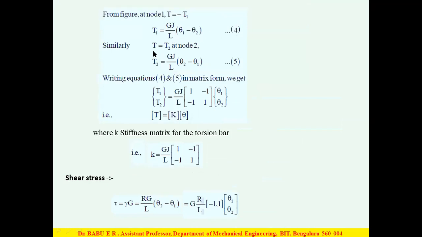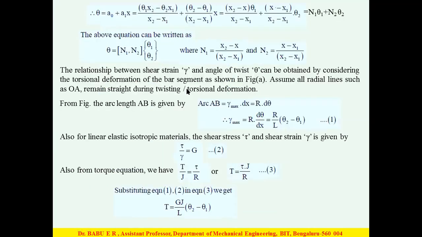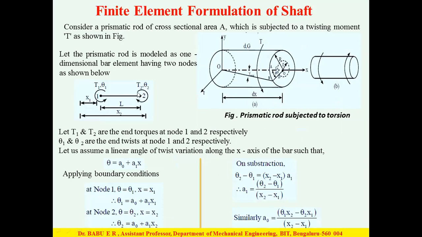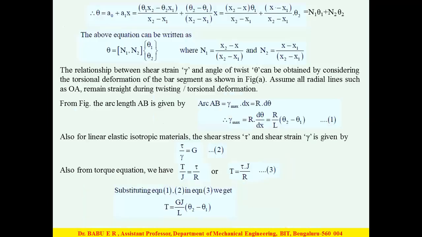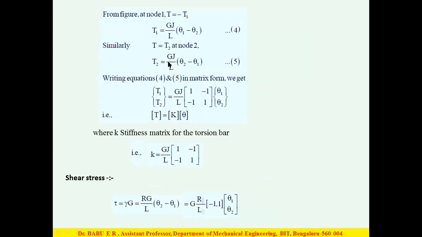Similarly, at node 2, the value of T is T2. At node 2, T2 is acting in the clockwise direction. I'll take it as positive. Since I told you, whenever a torque is applied, one end will rotate with respect to the other end. That means when a torque is applied over here, the resistive torque acts at the other end. That resistive torque always acts in the opposite direction, so I have to take a negative sign. So this is positive, and this is negative. Therefore T2 equals GJ by L into theta 2 minus theta 1.